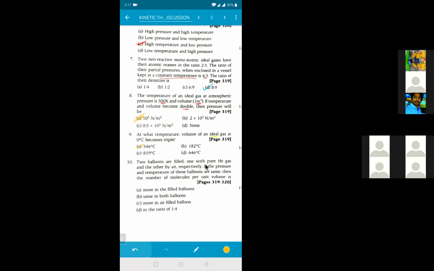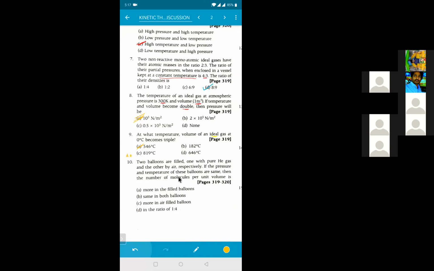Two balloons are being filled, one with pure helium gas and the other with air. If the pressure and temperature of these balloons are the same, then the number of molecules per unit volume is what? This is something again very important for NEET students. You have got 2 balloons, one filled with pure helium gas and the other with air. If the pressure and temperature are the same, then the number of molecules per unit volume will be equal to how much?